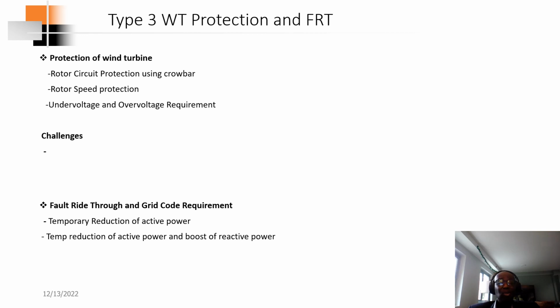Basically there are ride-through requirements. That is a temporary reduction of active power, which can be programmed in software. When there's a fault, it results in a temporary reduction of active power until the fault is cleared, and then you can resume power production. You can also have a temporary reduction of active power and also a boost, that is, an increase in reactive power to support when there's a fault. Remember, the voltage goes down, and you need reactive power to boost the voltage.